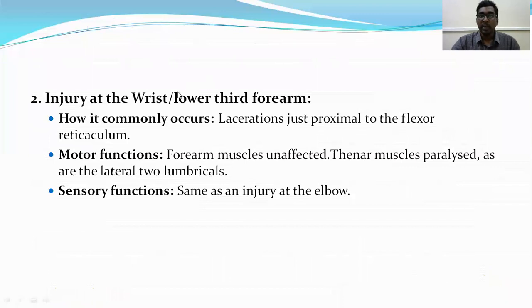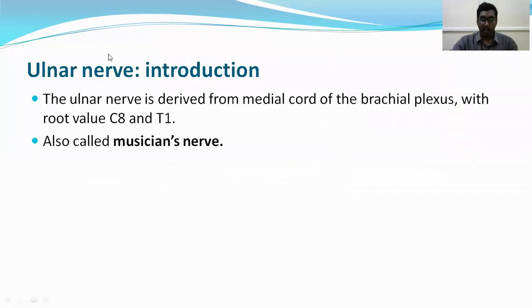Injury at the wrist and lower third of the forearm means a laceration just proximal to the flexor retinaculum. The forearm muscles were already supplied, so if the injury occurs here, they are unaffected. Only the median nerve distal part is paralyzed, so the thenar muscles and the lateral two lumbricals are paralyzed. But flexion of the hand and wrist, and pronation, are normal because the injury occurs distal to their muscle nerve supply.